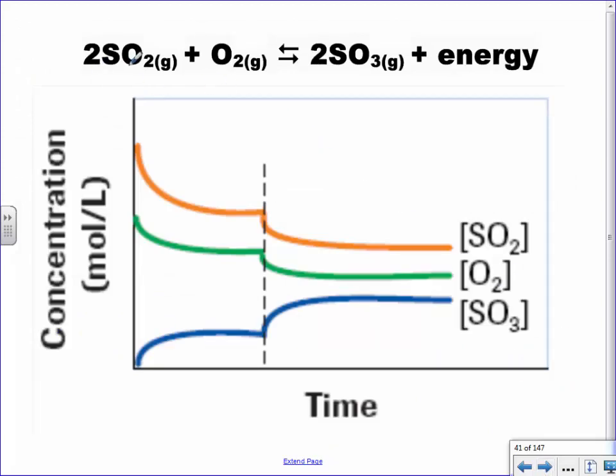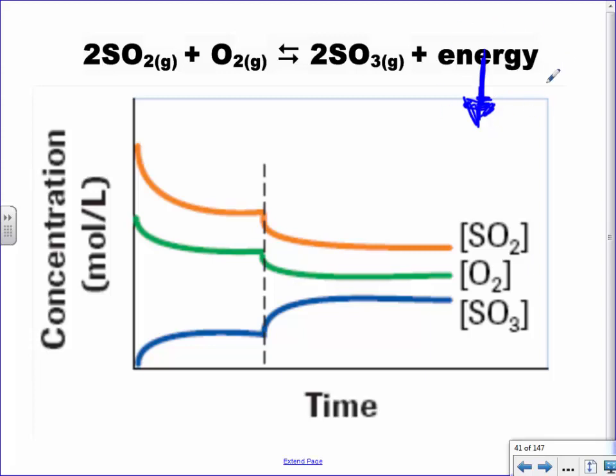So, as an example, let's say I've got this reaction right here, and this reaction happens to be exothermic. What happened? Well, this ratio finally balanced out. Everything was nice and even. And then all of a sudden, the SO3 spiked, and these two dropped down. Did we increase or decrease the temperature? We decreased it. Is that what you said? We decreased it. Let me show you why. Let's say you drop the temperature.